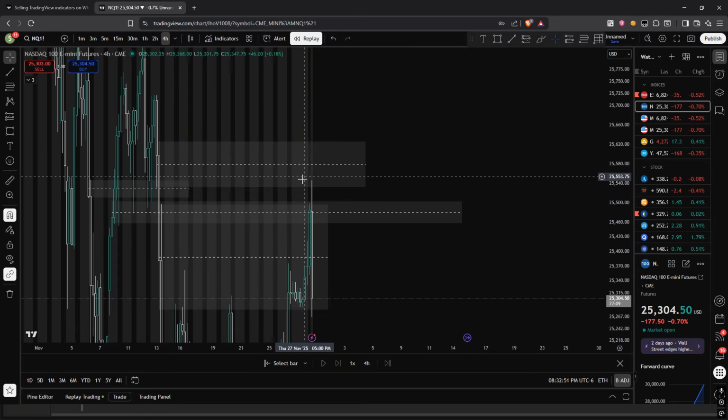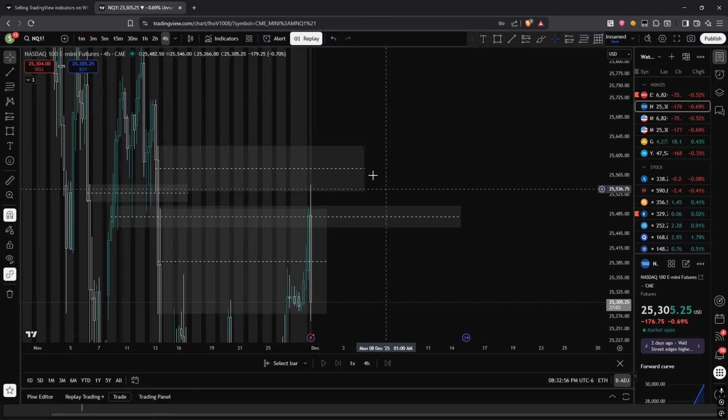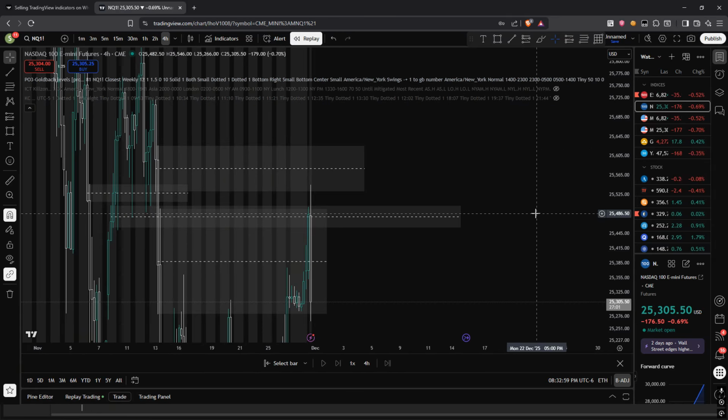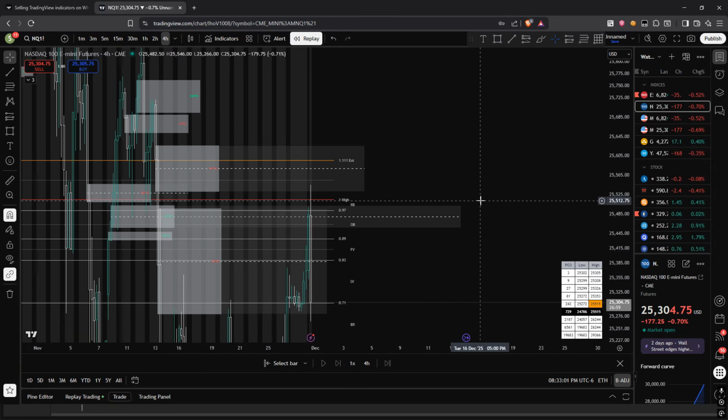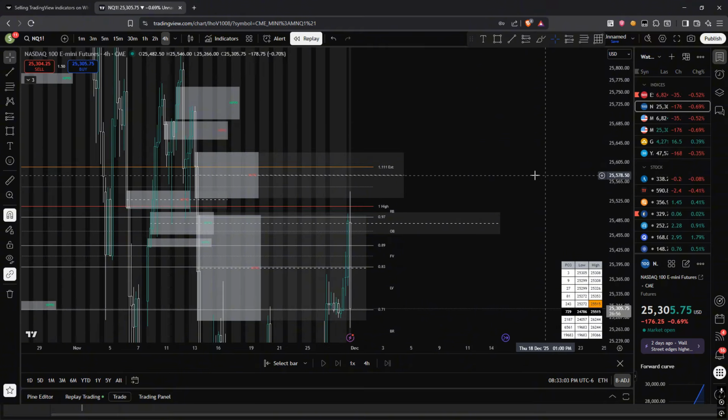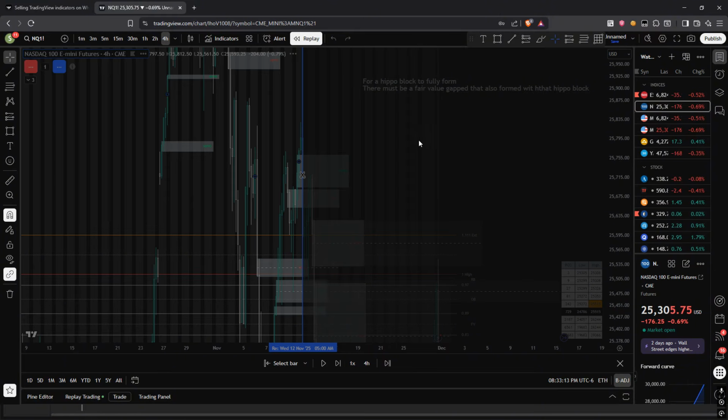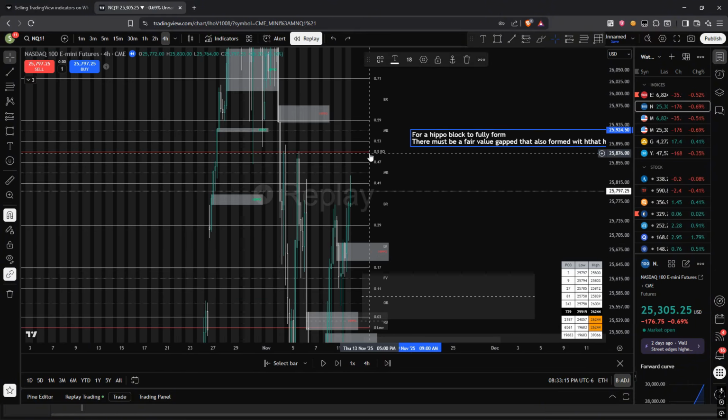And look what happens here. We wick this untouched 4-hour Hippo block, this furthest 4-hour Hippo block. And if we use Goldback, you can also see how price was reacting to this level at first. And now look at what happens, right? And then if we fast go back in time, you can see how this EQ was used as resistance, this was used as resistance, and this was used as resistance, right?